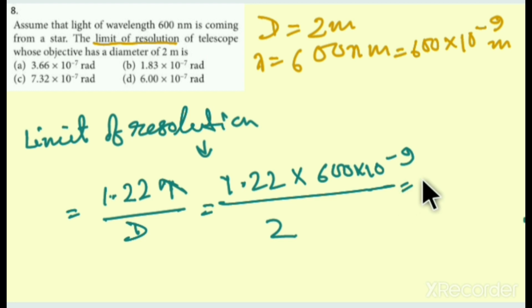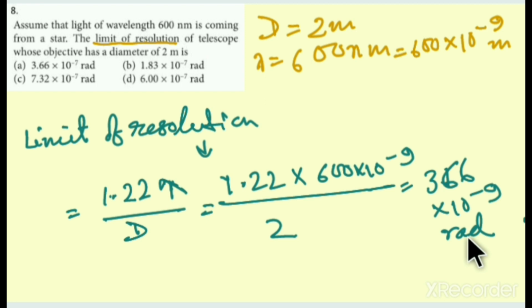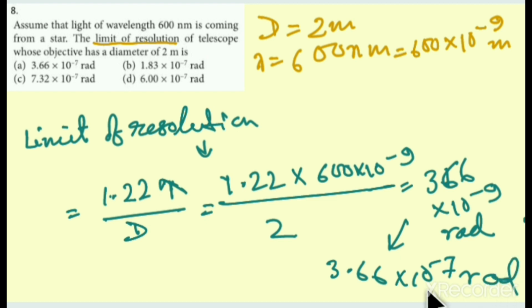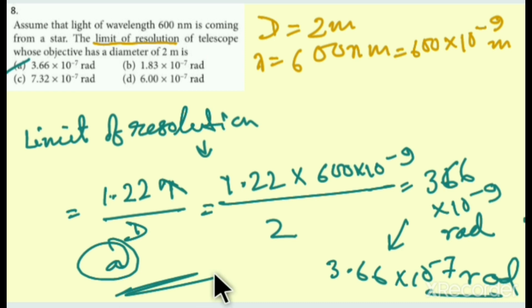And it will be 366 into 10 to the power minus 9 meter. Sorry, not meter, it will be radian. So we can say, matching to the answer, 3.66 into 10 to the power minus 7 radian. So option A is the correct answer.